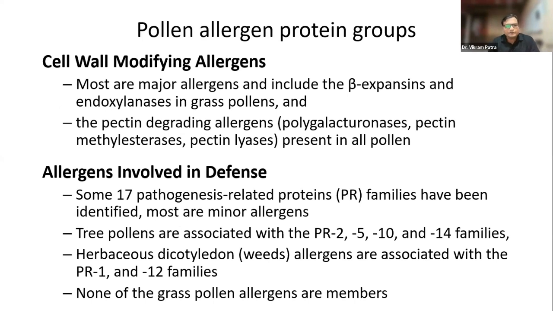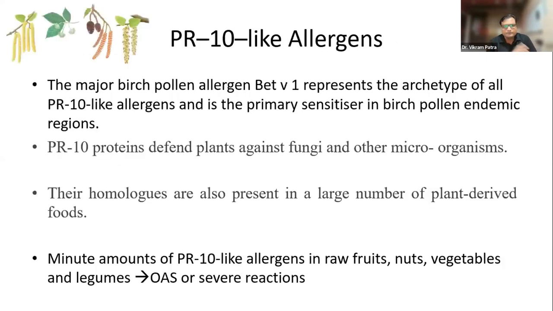Then we have allergens which are involved in the defense mechanism. Even the plants have their immune system. So these pathogenesis related protein families, PR, have been identified. They are responsible for defense purposes. So various tree pollens are associated with PR2, 5, 10, of which PR10 is the common one. And they are found in the weeds also. But none of the grass pollen allergens are members of PR.